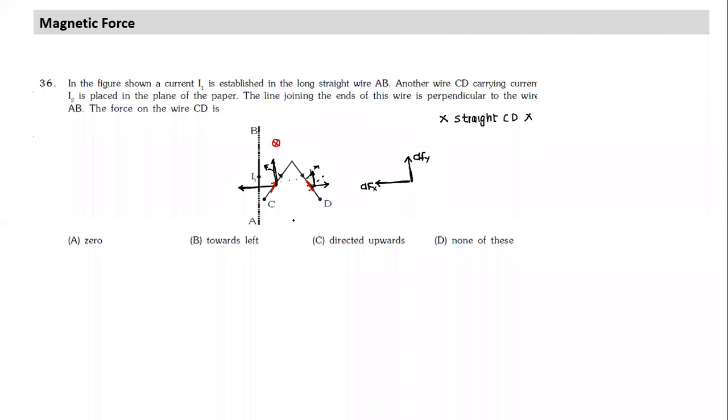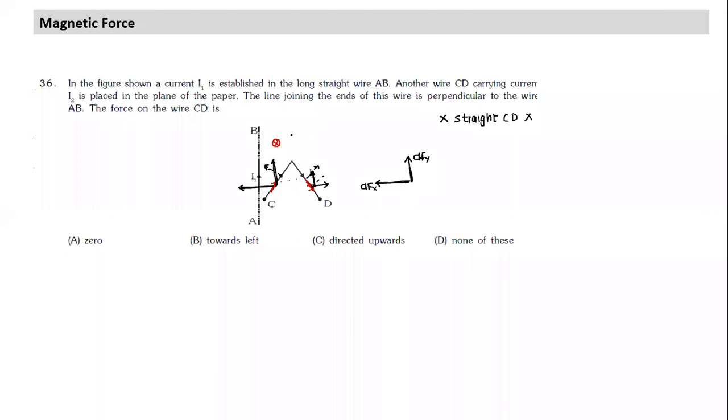Are you following the method I have used? Disha, have you understood this method? Yes, sir. So we have to take two symmetrical pairs and look at what is happening in each pair, and whatever is happening in one pair, a similar thing will happen in the other pairs also. So the resultant direction: this will tend to move upwards as well as leftwards.